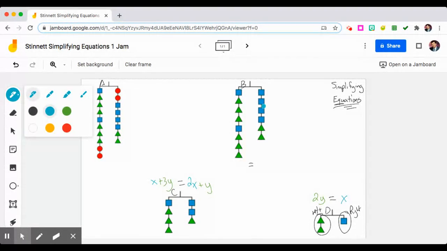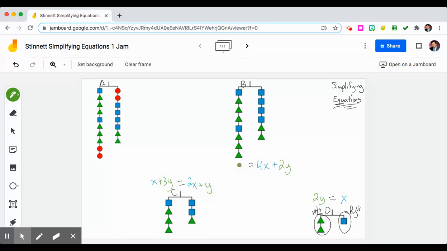So I have 1, 2, 3, 4 squares here. So I'm going to have 4x, right? I got 4 x's. And then what do I have to add? I have 2 more triangles, so I have 2y. Y represents the triangles, x represents the squares, okay?